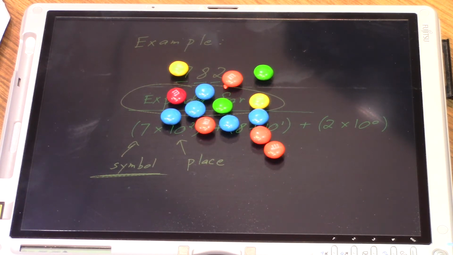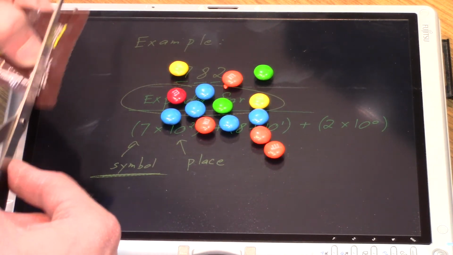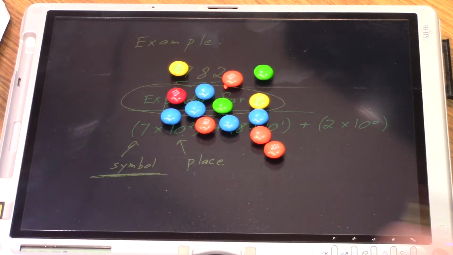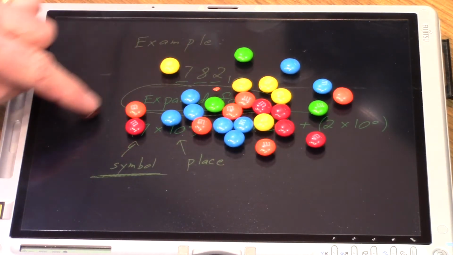That's not good. We seem to be missing a certain color. Let's get another bag. You could talk about numbering systems as colors. There we go. That's the one I was looking for right there.